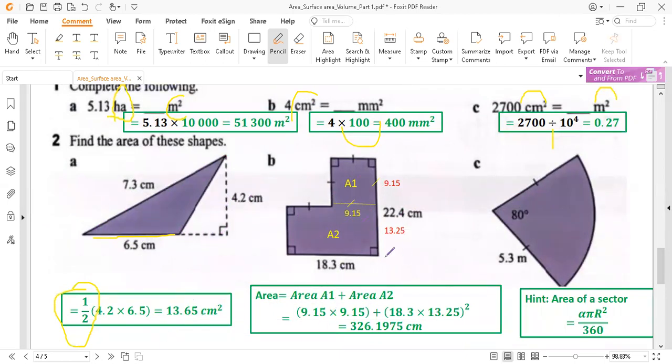But in the second example, we have a composite shape. We can divide it into simpler shapes like A1, A2. We have a rectangle, we have a square. First of all, we search for the lengths or the dimensions of each simple shape. Like A1, we have this equal to this, and we have a 90 degree angle, so normally it is a square, so this side equals this side.